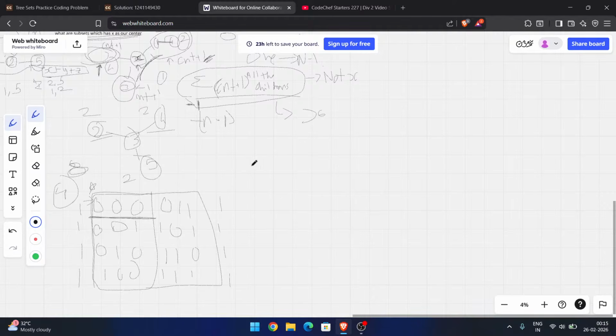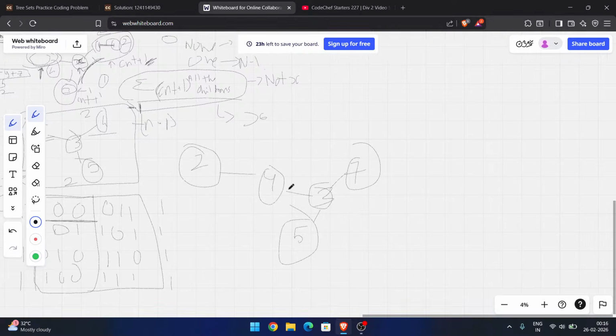But now, what is the thing which we are missing? We are missing a case. We have counted many things twice. Suppose this was the tree. What I showed was giving me the correct answer for small cases. But what if this was the case? So I have created 2, 5.